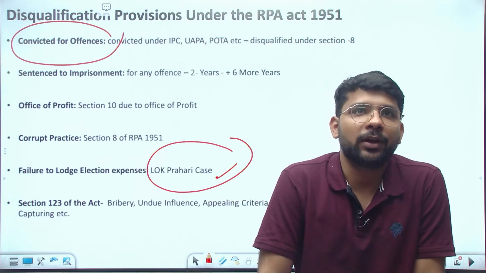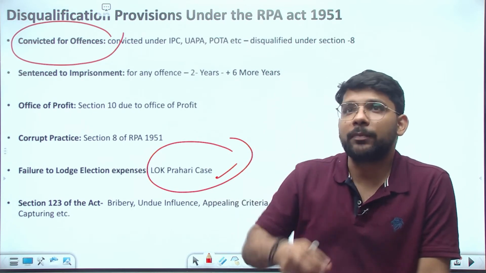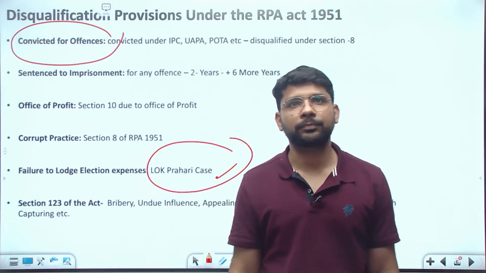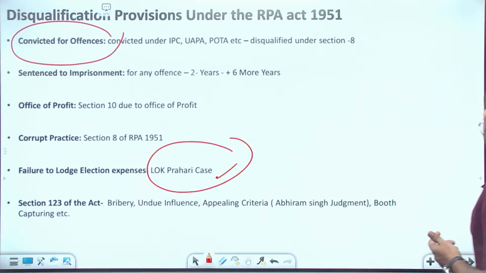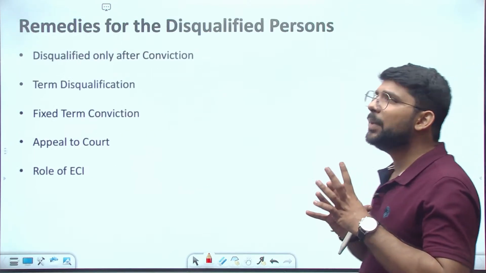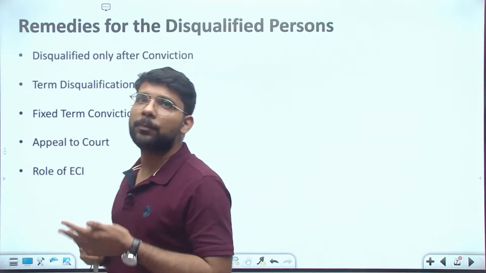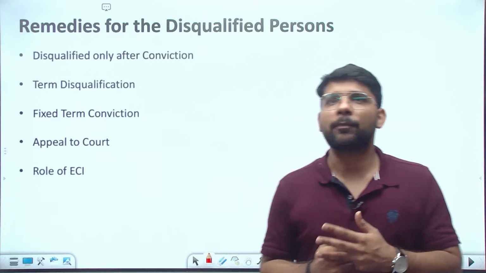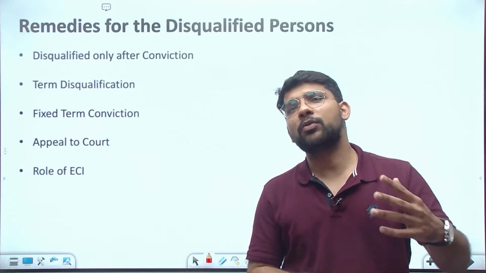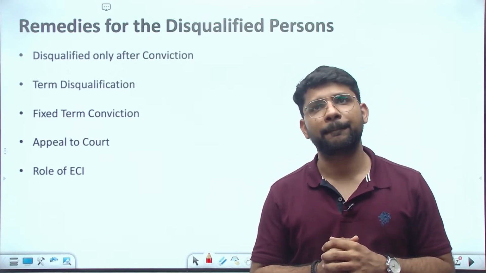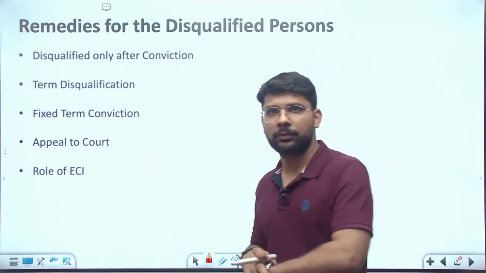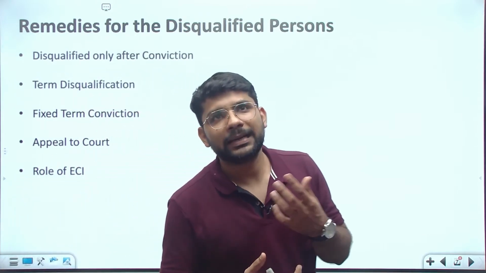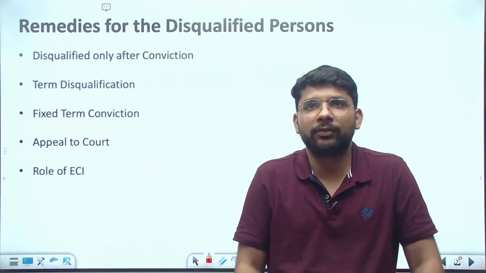I hope this is clear to everyone: under which of the following provisions MPs and MLAs can be disqualified. Okay, now move to the next part: what are the major remedies available to the person who is disqualified from the post of Member of Parliament or Member of Legislative Assembly? What are the remedies available? The first remedy we can say is disqualified only after conviction.